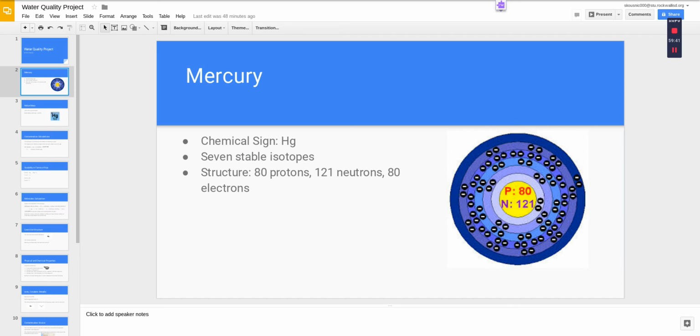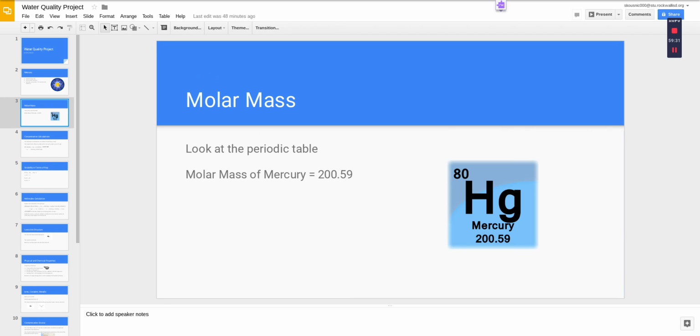Mercury's chemical symbol is Hg. It has 7 stable isotopes, 80 protons, 121 neutrons, and usually 80 electrons. Since mercury is an element, not a compound, finding the molar mass is really easy. Just look at the periodic table and there it is: 200.59 grams per mole.